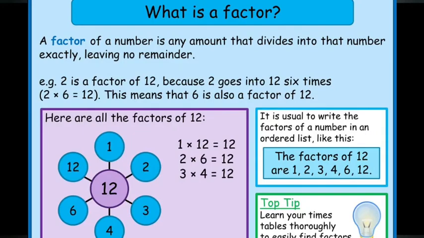A factor of a number is any amount that divides into that number exactly, leaving no remainder. Example, 2 is a factor of 12 because 2 goes into 12 6 times, meaning 12 is divided by 2 6 times. This means that 6 is also a factor because when we divide 12 by 6, it is completely divisible by 6. Here are all the factors of 12: 1, 2, 3, 4, 6 and 12, because 12 is completely divisible by all of these numbers.